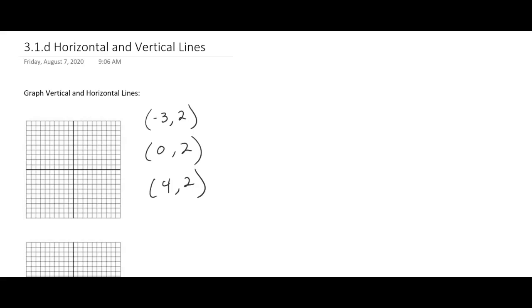So -3, 2 would be the point right there, and 0, 2 would be the point right there, and then 4, 2: 4 to the right, and 2 up would be right there. And do you see how all of those points are lying on this horizontal line like that? And notice that all of them have a y value that equals 2. Well, that's the equation of the line.